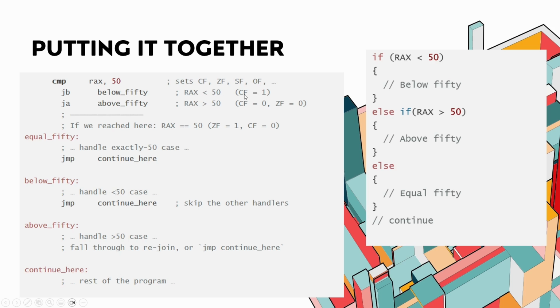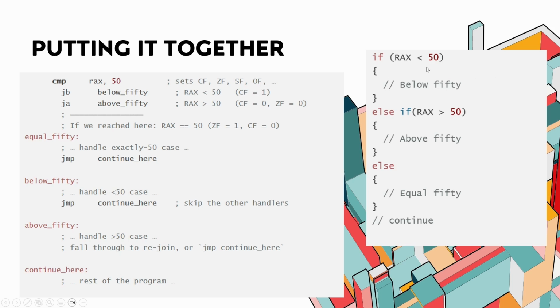You can see the test that it does here. So the JB instruction says if the CF is 1. JA says if the CF is 0 and the ZF is 0, right? And those flags, remember, they're set by the compare instruction, okay? So if you look to the right, this is the equivalent C program for that assembly. So that's essentially what we're doing, guys, okay?